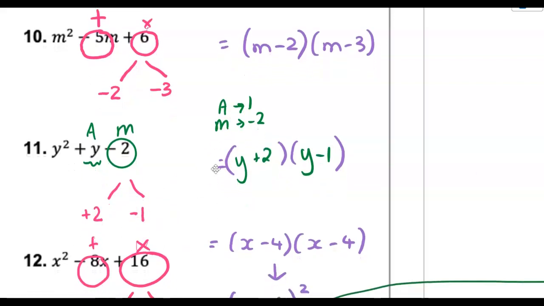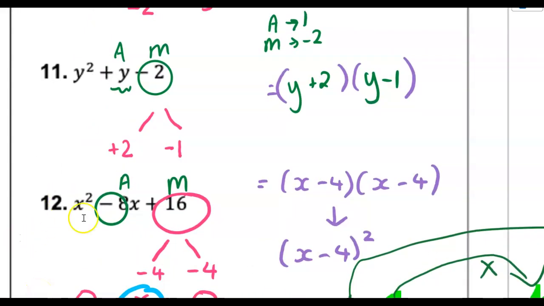Next ones. Okay, so we're looking for numbers that are going to add to minus 8 and multiply to 16. If you like to write them at the side, you can do that. It's going to be minus 4 and minus 4. Minus 4 and minus 4 multiply to 16 and add to minus 8. So we're going to write our minus 4 and minus 4 in each bracket, but because they are the same, we can also write them as x minus 4 squared.